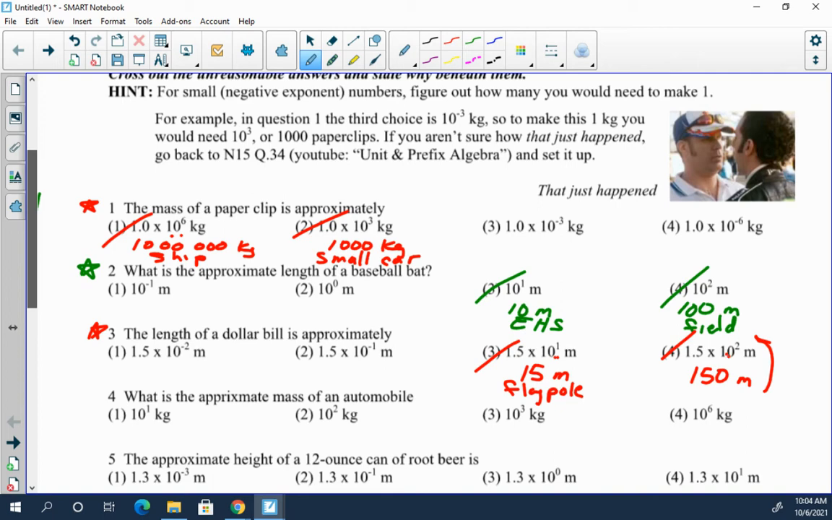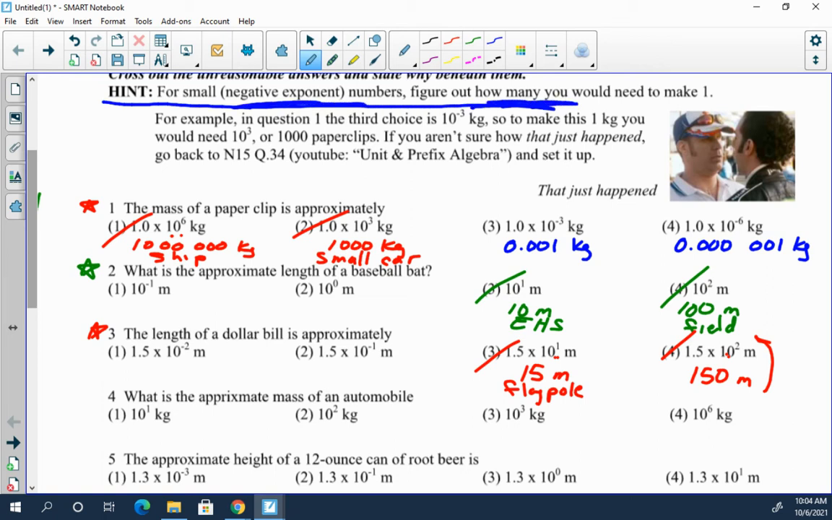Now, let's go back to question 1. We have 2 choices left. Which of these is reasonable? You may not know. This is 10 to the minus third. That's 0.001 kilograms. And this one is 10 to the minus 6, 0.000001 kilograms. Just by looking at it, you may have no idea. So if you think a little bit, though, you can make sense of this. One of the ways to figure this out is this hint up here. When you have small or negative exponents, think, how many would you need to make 1?